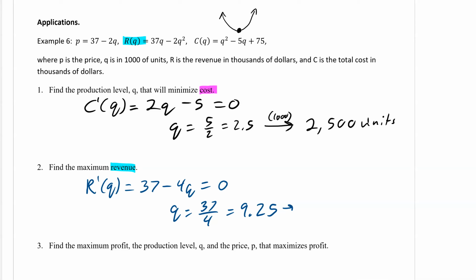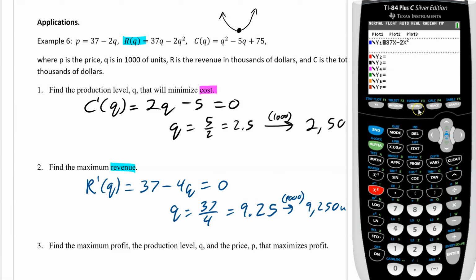And again, Q is in units of 1,000, so that means 9,250 units. However, it didn't ask for the number of units. It says find the maximum revenue. Once you plug these units back in, it will tell us the revenue. To do that, I would always graph it and take a look at the calculator's picture. So we plug in our revenue, hit window, and 9.25.